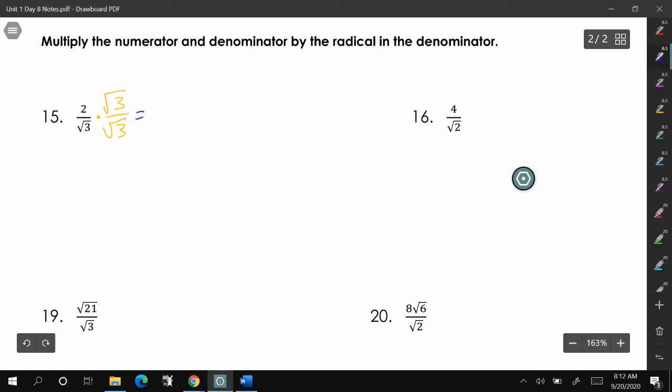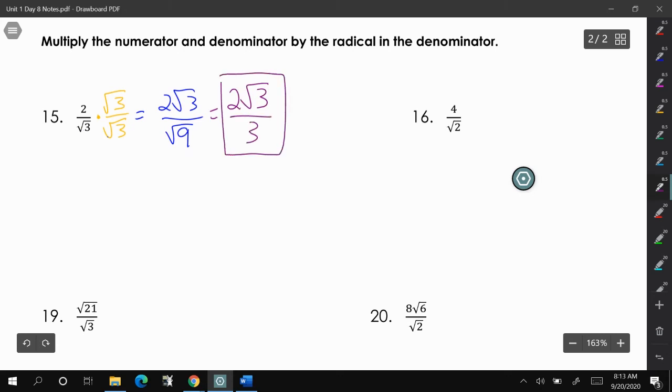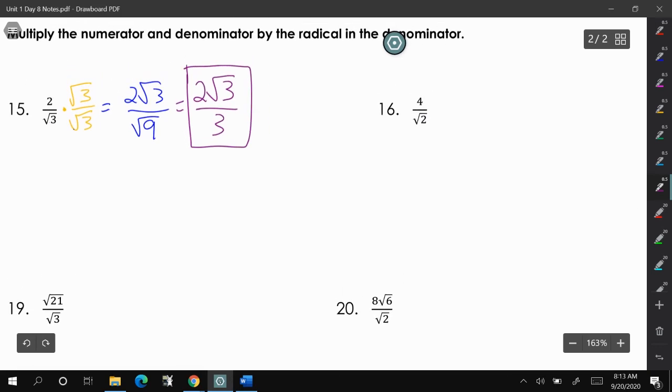And when we do that, we get 2 times the square root of 3 on top, divided by the square root of 3 times the square root of 3, which is the square root of 9. So then we get 2 times the square root of 3 over 3. And that is our final answer. In number 16, we got to multiply the top and bottom by the square root of 2.